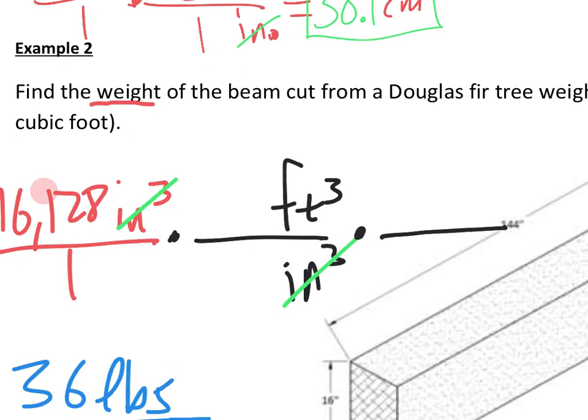1,728 cubic inches in 1 cubic foot. Now, because we put the units there, if I accidentally do this, 1,701, I can realize, wait a minute, I put that in the wrong place. Is it true that 1,728 cubic feet is equal to 1 cubic inch?